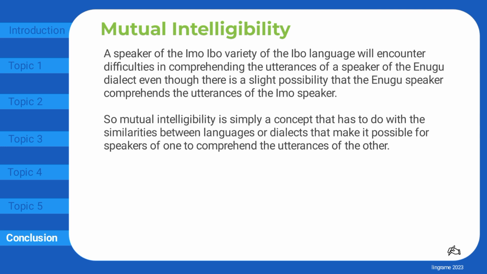So mutual intelligibility is simply a concept that has to do with the similarities between languages or dialects that make it possible for speakers of one to comprehend the utterances of the other.